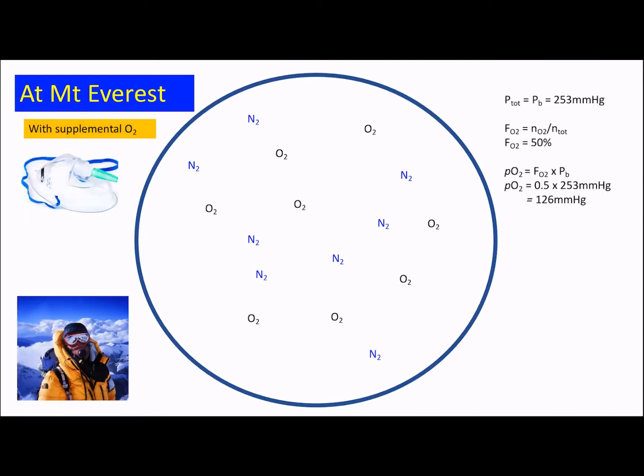Now, suppose we add on supplemental oxygen. So we're enriching the air that we breathe with oxygen. Let's just say we enrich it to 50%. We'll make the gas that we breathe 50% oxygen, just through having an oxygen concentrator. So now we have 0.5 times 253, which brings us to 126 millimeters of mercury, which is much better than 53 millimeters of mercury.